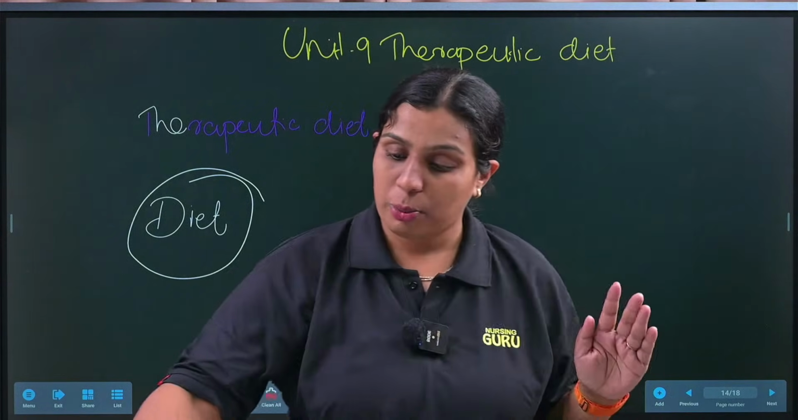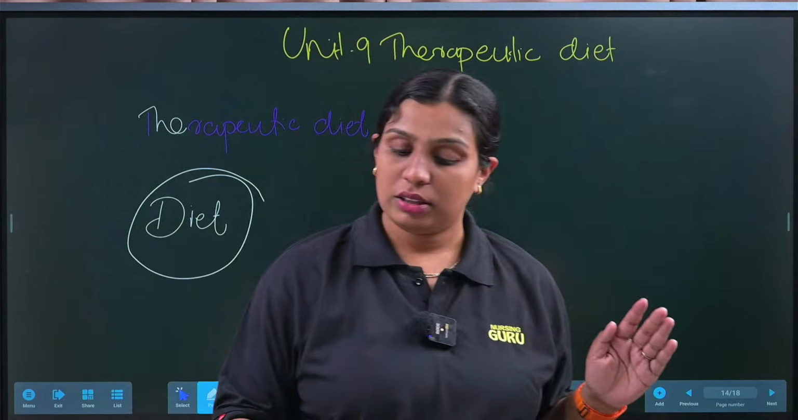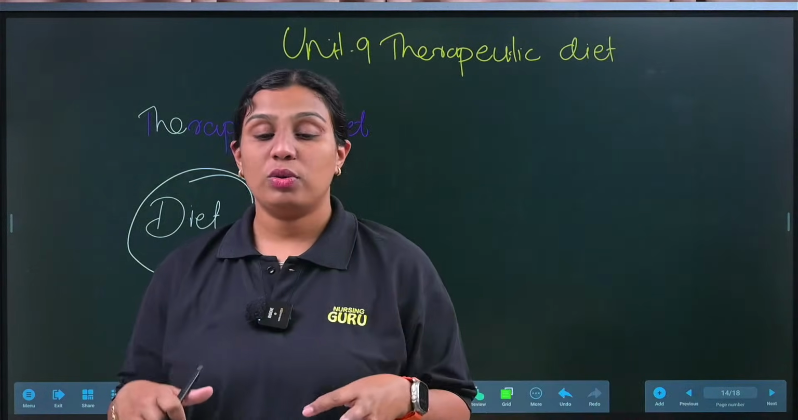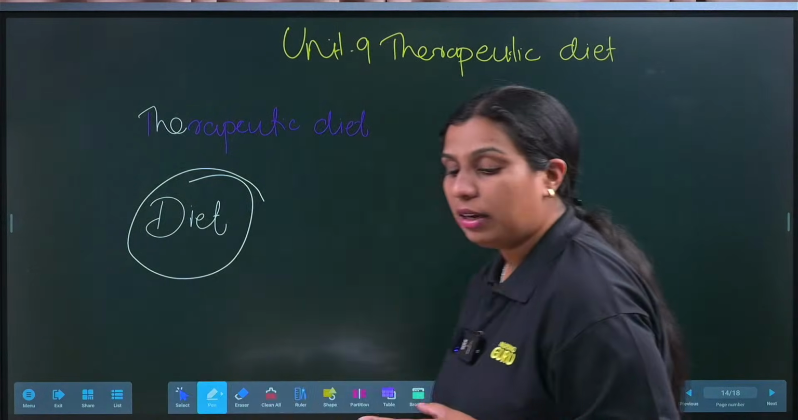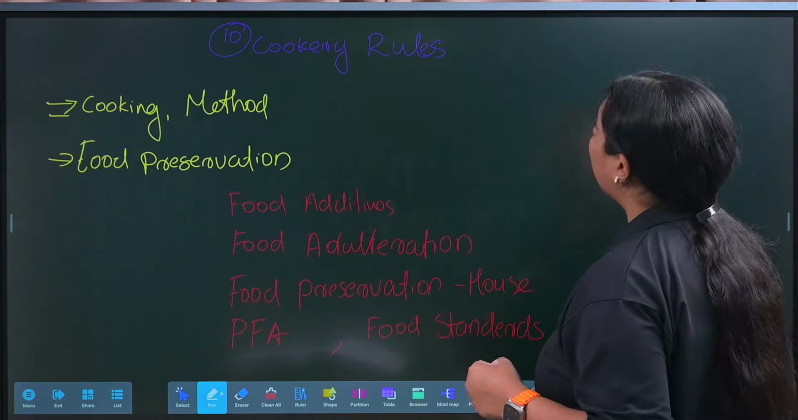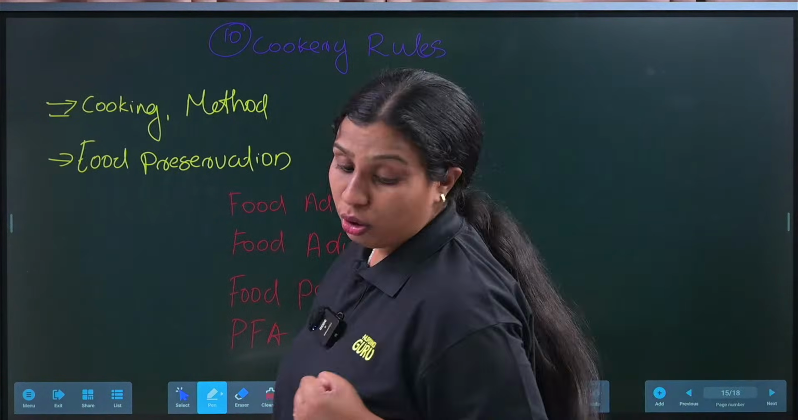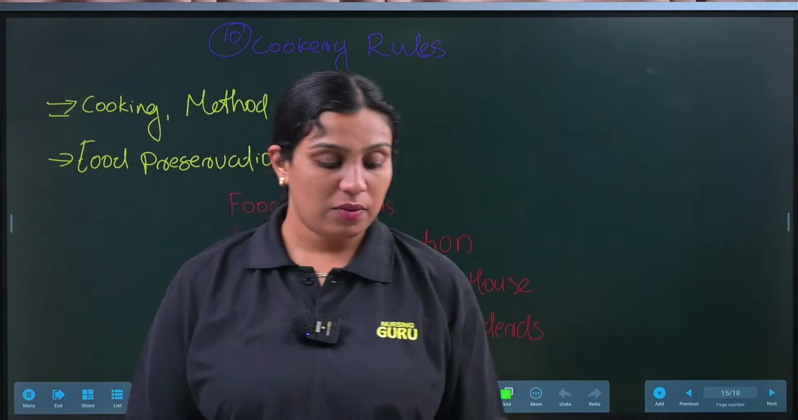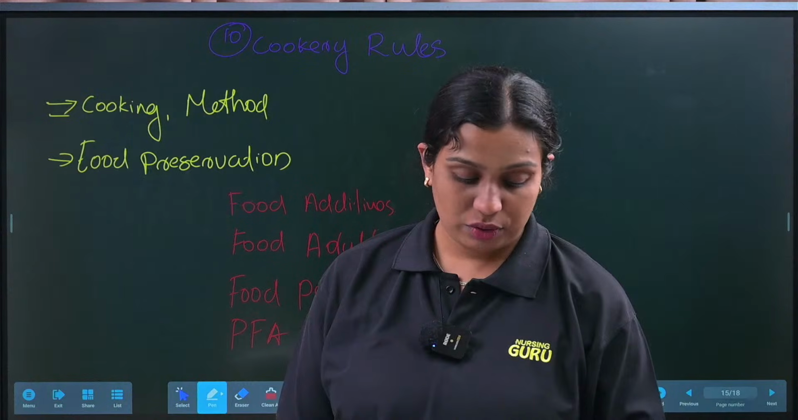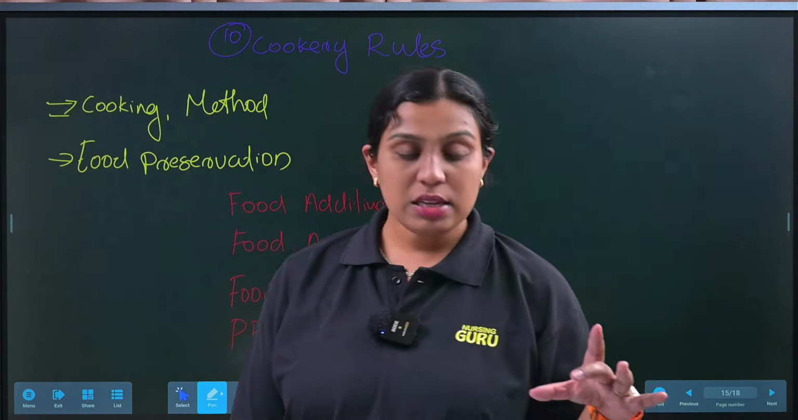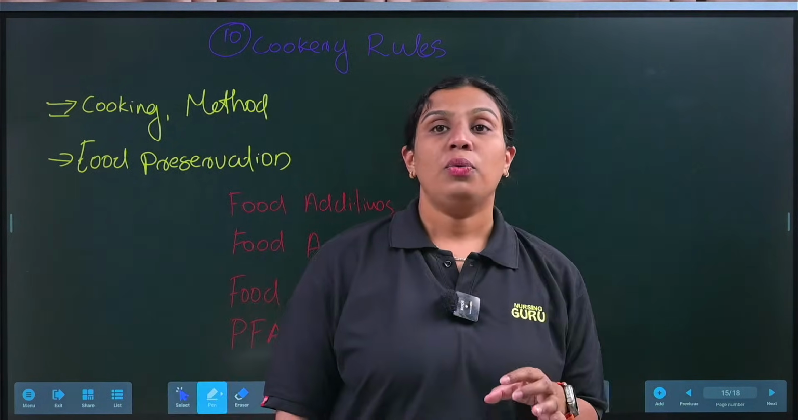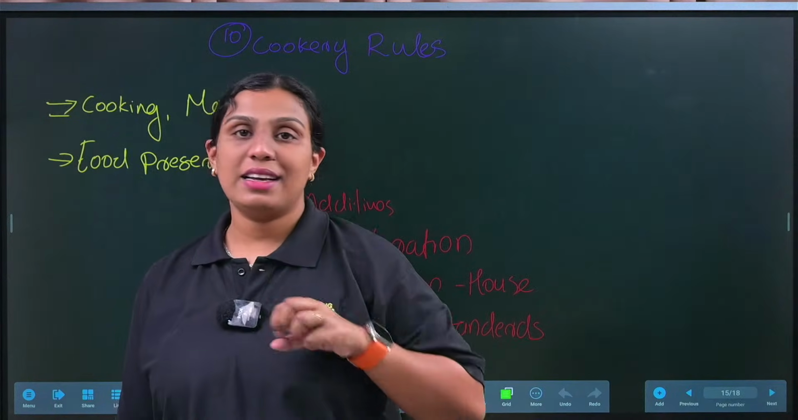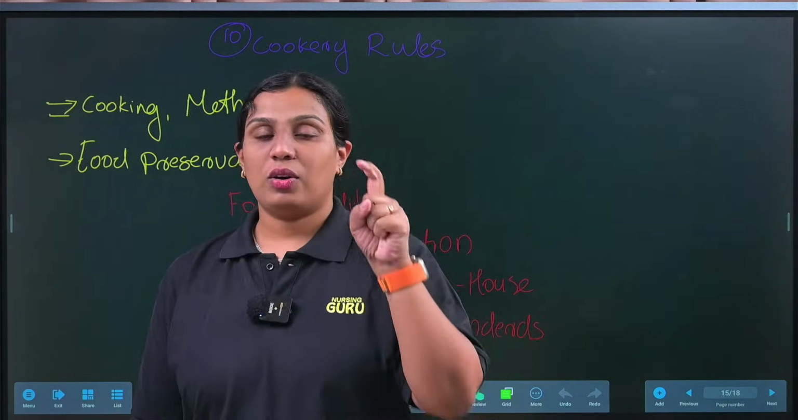So in total, how many units do we have? Total we have 13 units. Then we are moving to the last important unit, the 10th unit, which is about cookery rules. Cookery rules and preservation of the nutrients. Based on this unit, we are conducting a practical session. Clear? What about your college?